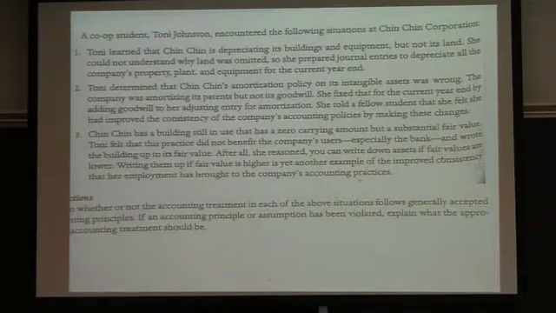Now, if Chin Chin uses the accounting standards for private enterprise, the revaluation model is not permitted. So therefore, an upward revaluation of property, plant, and equipment is not allowed under the accounting standards for private enterprise. It's only really available if Chin Chin was using IFRS.